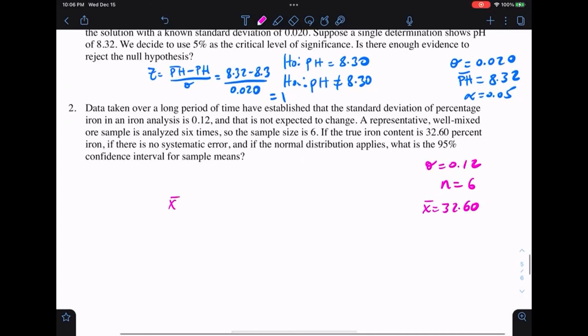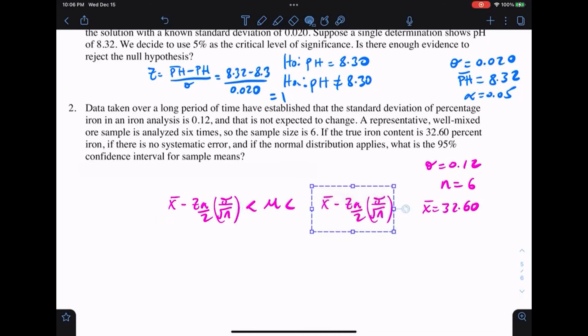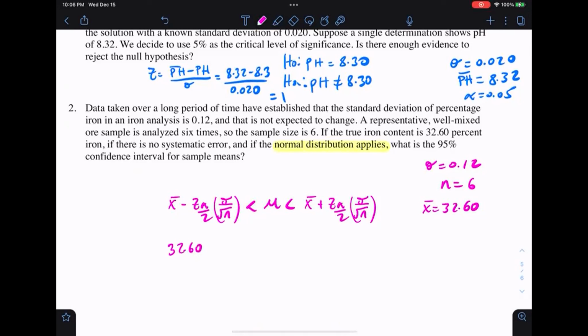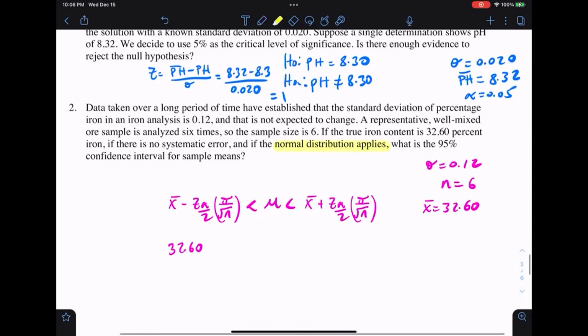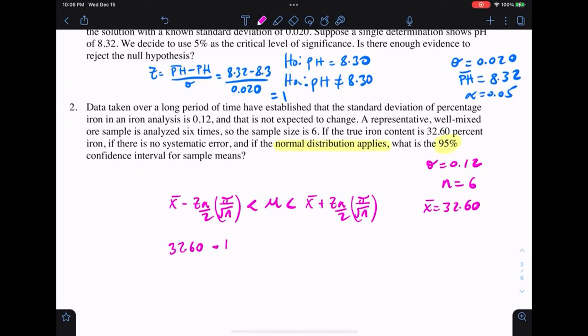So this is X minus mu over sigma over root n, and this is less than the same thing on the other side, right? Here they say that the normal distribution applies, so I can use the Z value. So this is 32.60. This is 95%, two tail, and that's just 1.96. Sigma is 0.12, n is 6, and mu, and this thing is the same but with a positive sign.